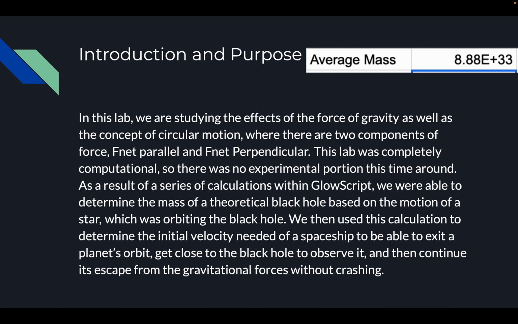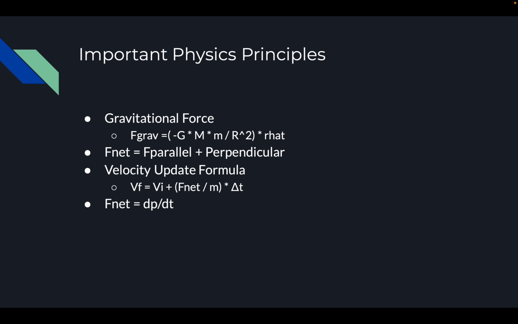In this lab, we are studying the effect of gravity between two forces and the idea of uniform circular motion with both perpendicular and parallel components. With our first computational model, we are calculating the mass of a black hole based on the trajectory of a star orbiting that black hole. In the second model, we then use this calculation to determine the initial velocity needed of a spaceship to be able to exit a planet's orbit, get close to the black hole to observe it, and then continue its escape from the gravitational forces without crashing.